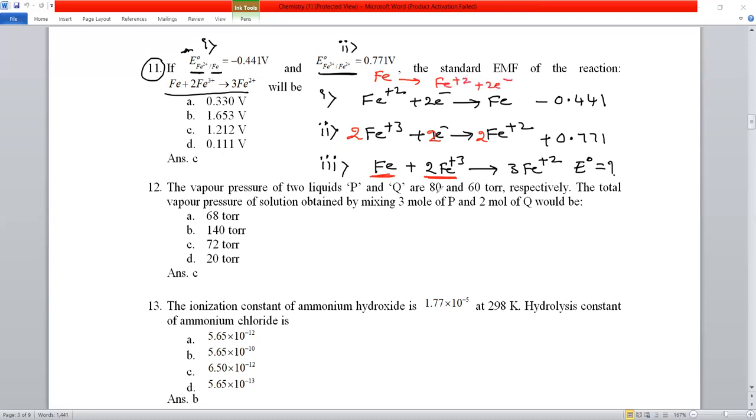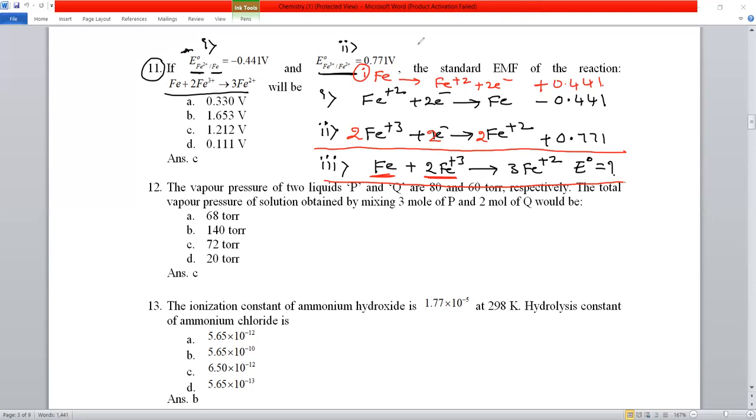Now check, students, equation number 1 and equation number 2. If the reaction is reversed, the reduction potential value also changes, right? This becomes 0.441. So on adding equation number 1, which is now the reversed one, and equation number 2, we get equation number 3, the final equation.